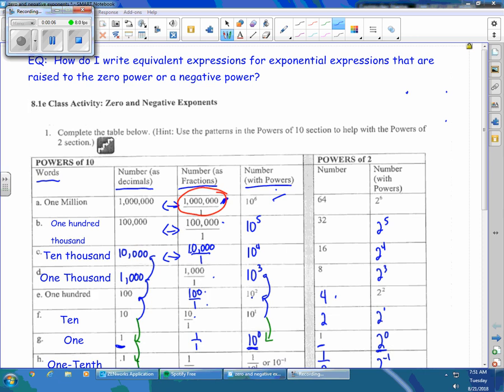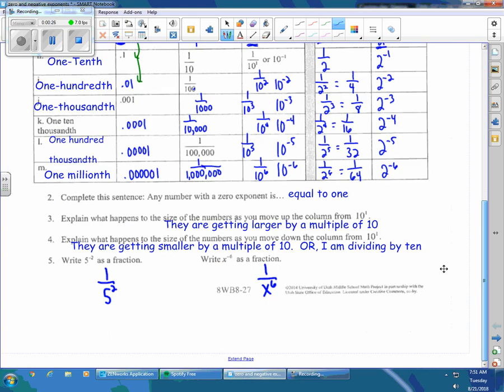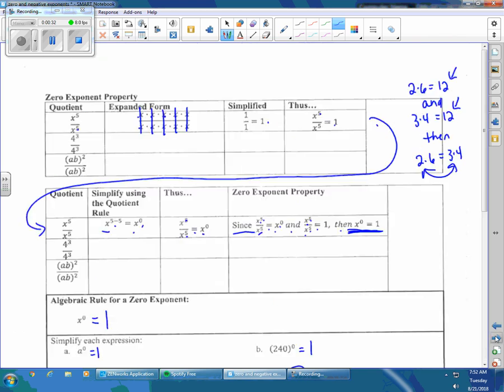You should have your supplemental packet that looks like this on the front, and if you remember when you listened to Lesson 4, you filled out this page. Your essential question: how do I write equivalent expressions for exponential expressions that are raised to the 0 power or a negative power? And this entire first page should be filled out. This is in Lesson 4. So if you haven't watched Lesson 4 yet, you're going to want to stop the video right now and go back and pick up Lesson 4.